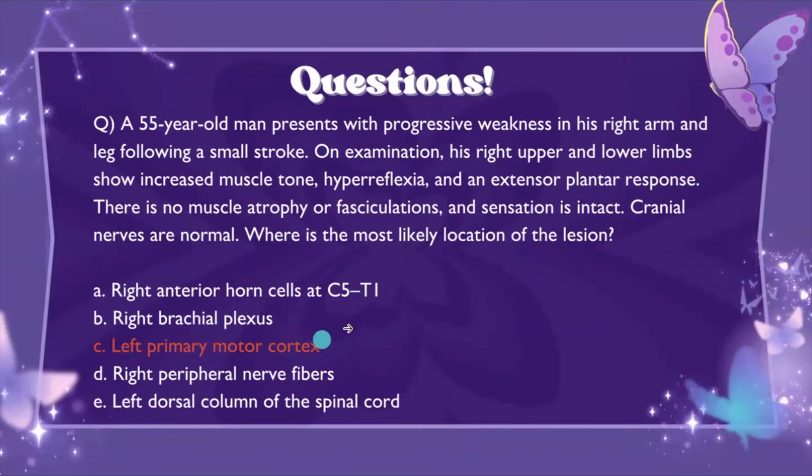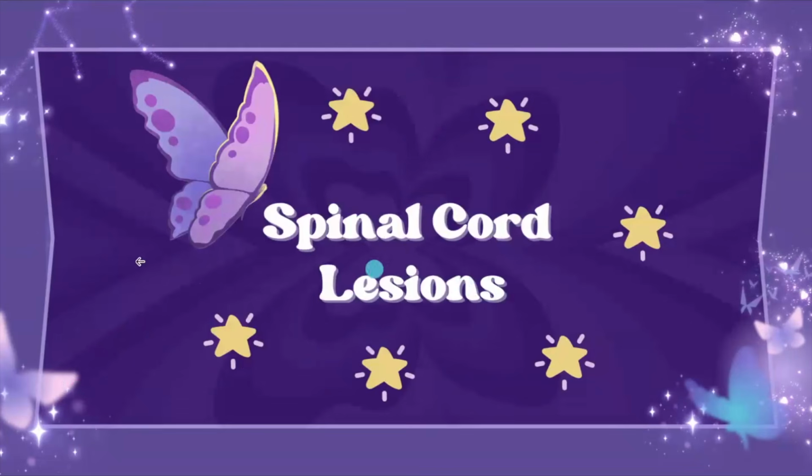Okay. Why is this the left primary motor cortex? Because there was weakness in the right arm. There was increased muscle tone, hyperreflexia, and increased plantar response. This tells you that this is an upper motor neuron lesion, but the difference here is that all of his lower limbs and his right upper limb were affected, meaning that this happened on a way higher level. The upper motor neuron lesion is at a very, very high level because the entire body was affected. So where does that start? The primary motor cortex. Okay, next we have the spinal cord lesions.